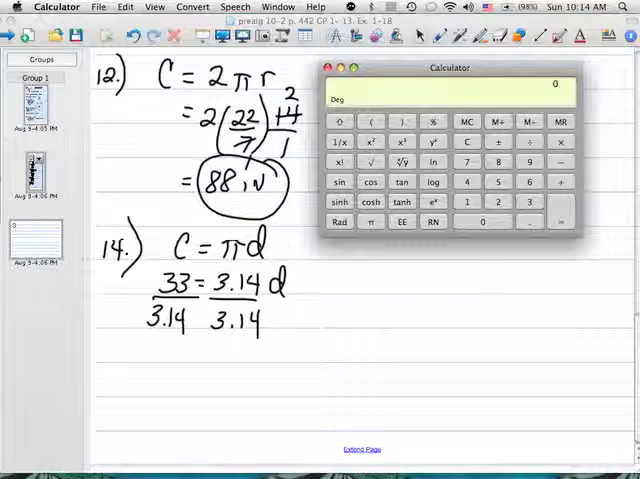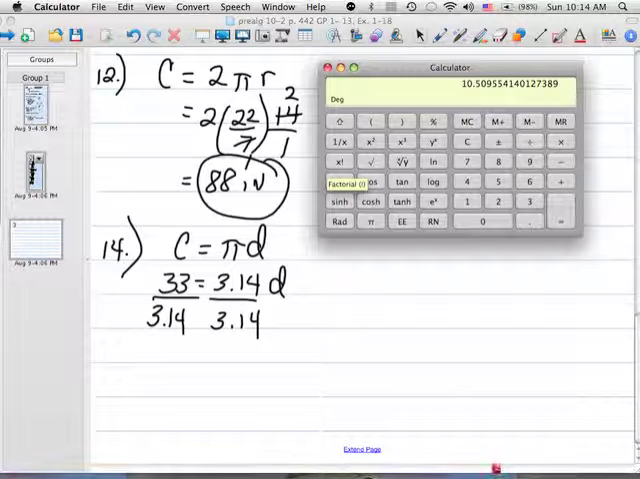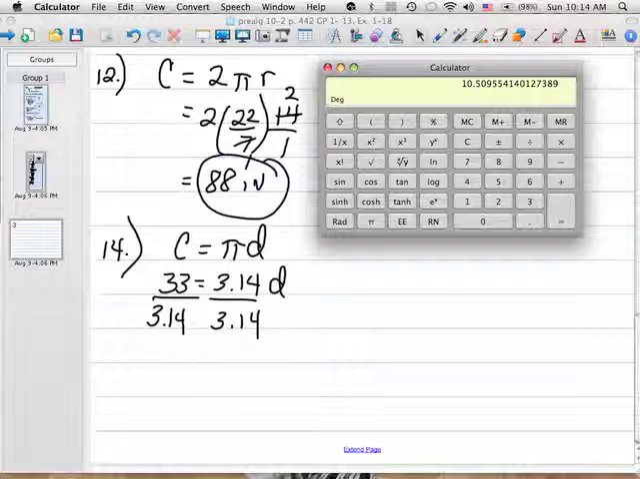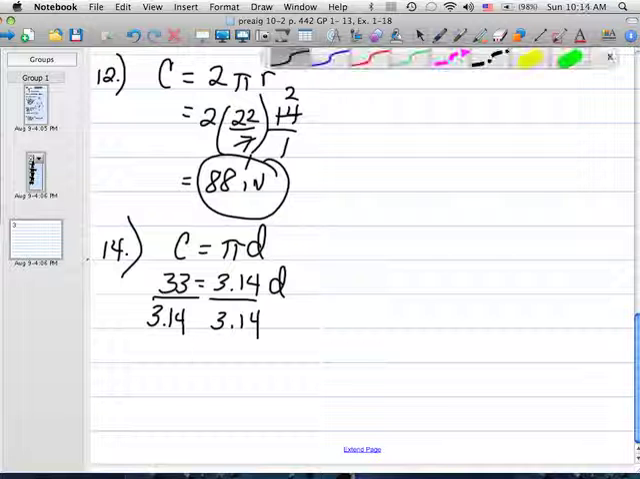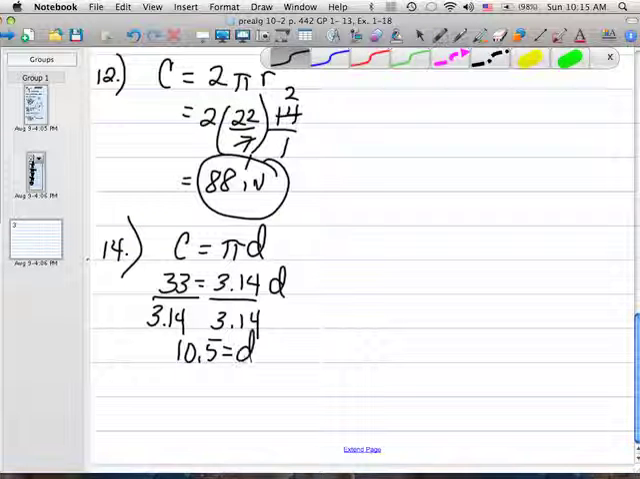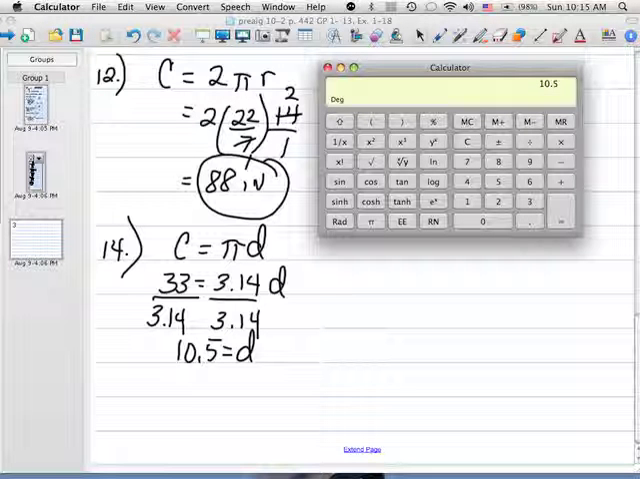So 33 divided by 3.14 gives me 10.5. So I'll use 10 point, rounding it to the nearest tenth, 10.5 equals the diameter, and taking 10.5 and dividing it by 2 gives me 5.25 for the radius.